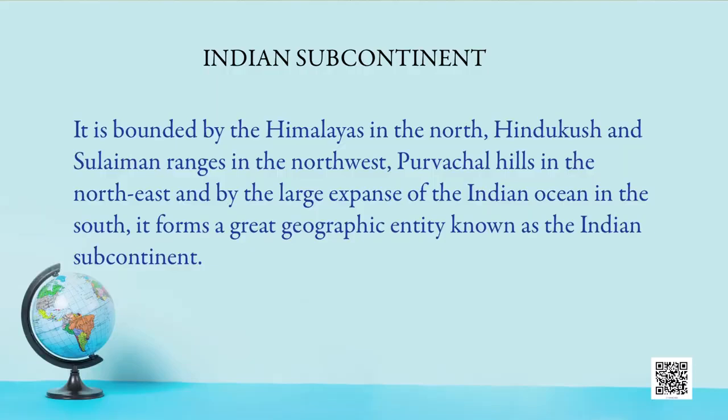Only through these passes people could travel to India, otherwise the Himalayas were of strategic importance for our country. Then we have Hindu Kush and Sulaiman in the northwestern part. In the Myanmar region we have Purvachals, then the three seas in the southern part of India. So this position is known as the most favorable location for India, and India is also known as a subcontinent.